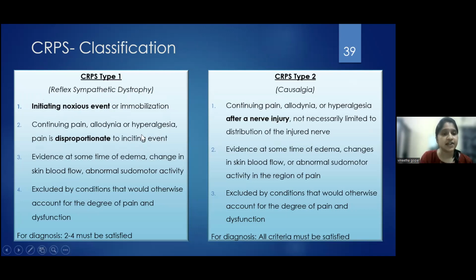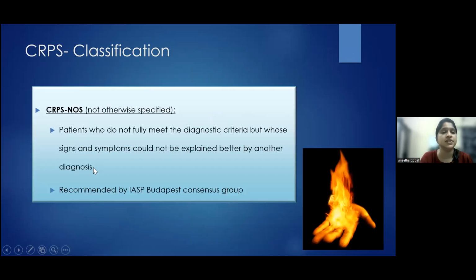Whatever initiated it, the presentation is disproportionate to that. Then CRPS type 2 is causalgia. Here, there will be a definite nerve injury, and there will be continuing pain, allodynia, and hyperalgesia, not necessarily limited to the distribution of the injured nerve. We'll come to the diagnosis later. Then there is something known as CRPS not otherwise specified, for those who do not fully meet the diagnostic criteria but whose signs and symptoms cannot be explained better by another diagnosis. I have a 13-year-old child in my care now in my hospital.